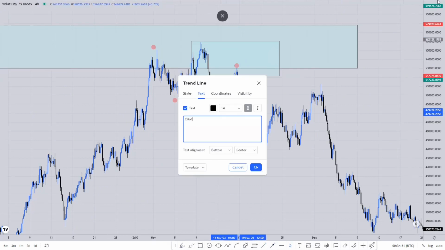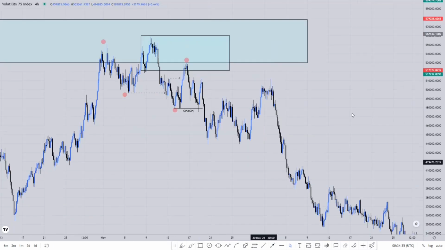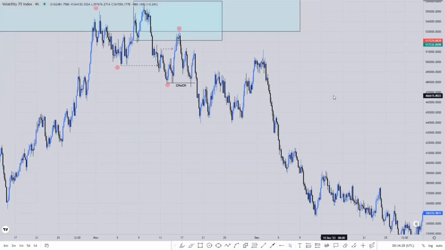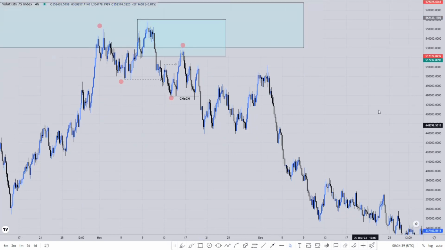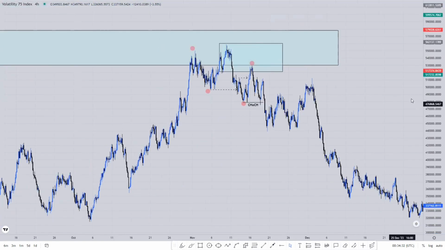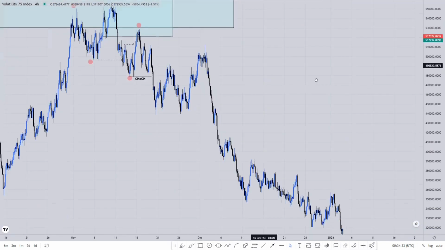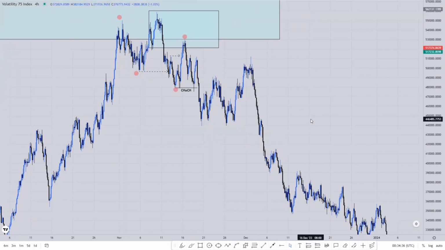It's a unique change of character that most people are not well educated on. So them changing character there, they were now just following our normal structure. They came to this supply area.